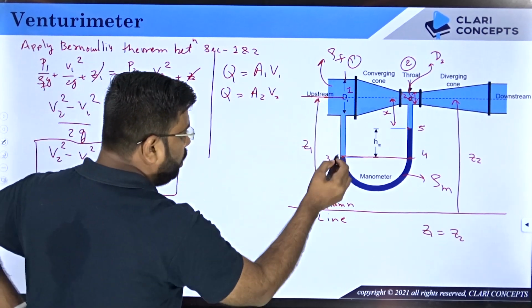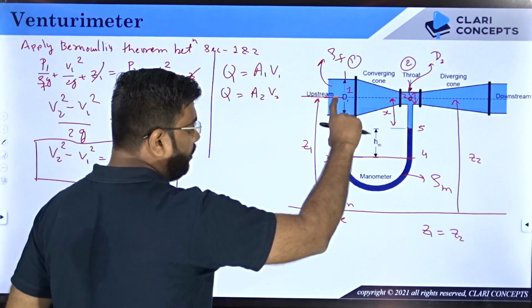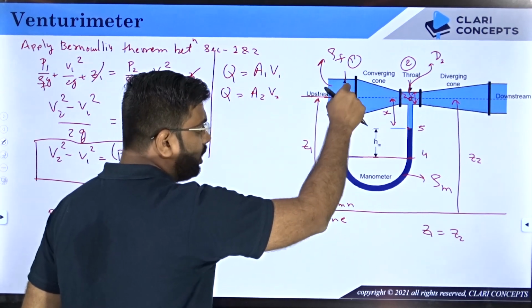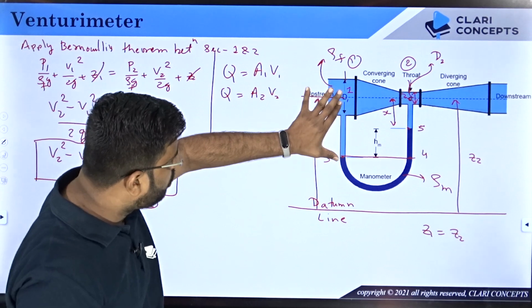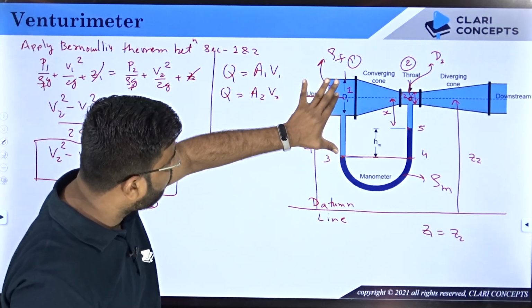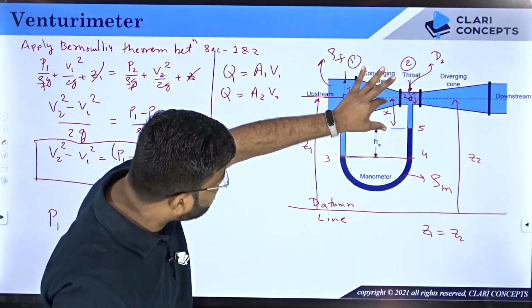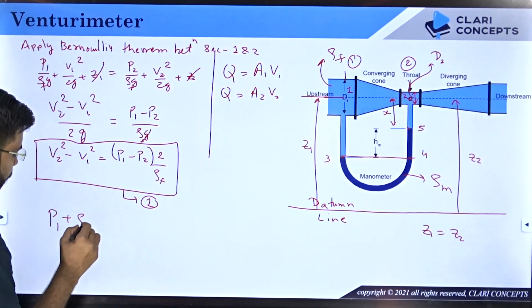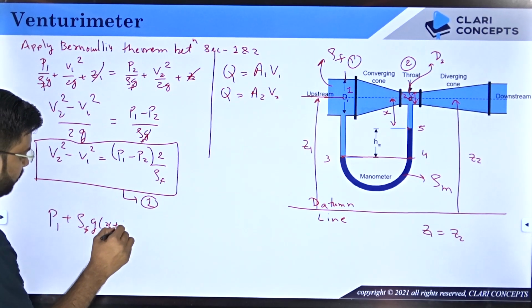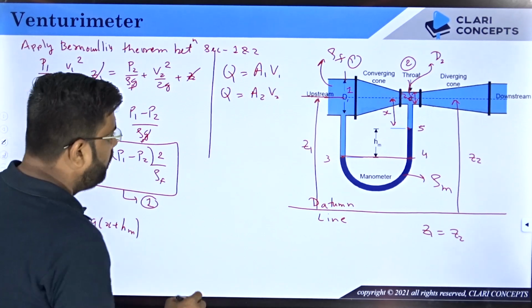When you are moving down, from 1 to 3, you are coming down. That means you are increasing the pressure. How much? Rho g h. What is the rho? Rho is the rho f, g, and what is h? x plus hm. So this is P1 plus rho f g into x plus hm, right? Then you are at 3.